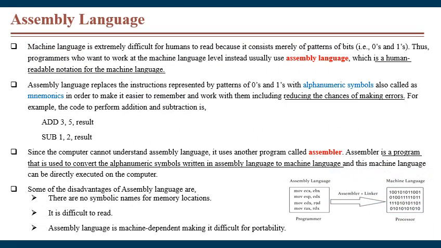Assembly language. As we said, machine language is extremely difficult for humans to read because it consists merely of patterns of bits, zeros, and ones. Thus, programmers who want to work at the machine language level instead usually use assembly language, which is a human-readable notation for the machine language.